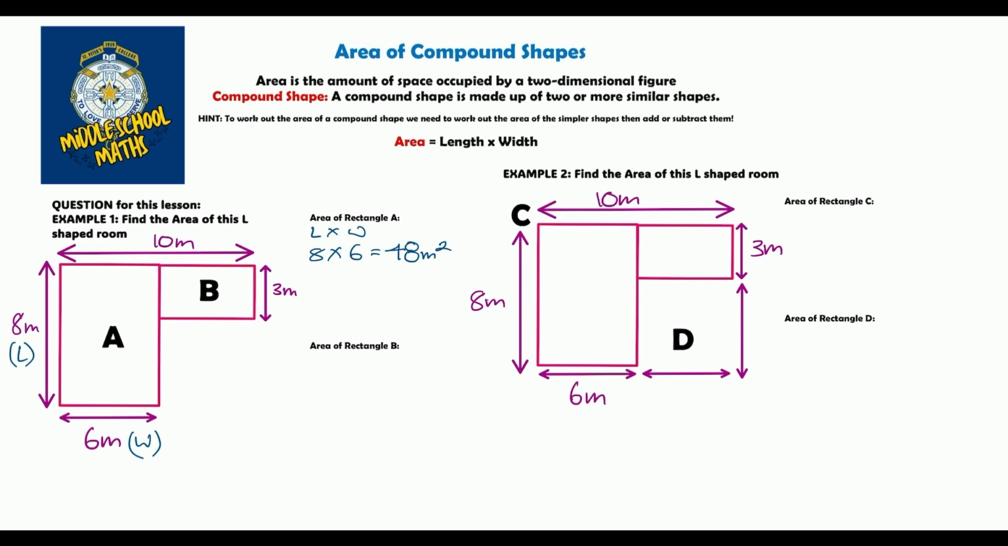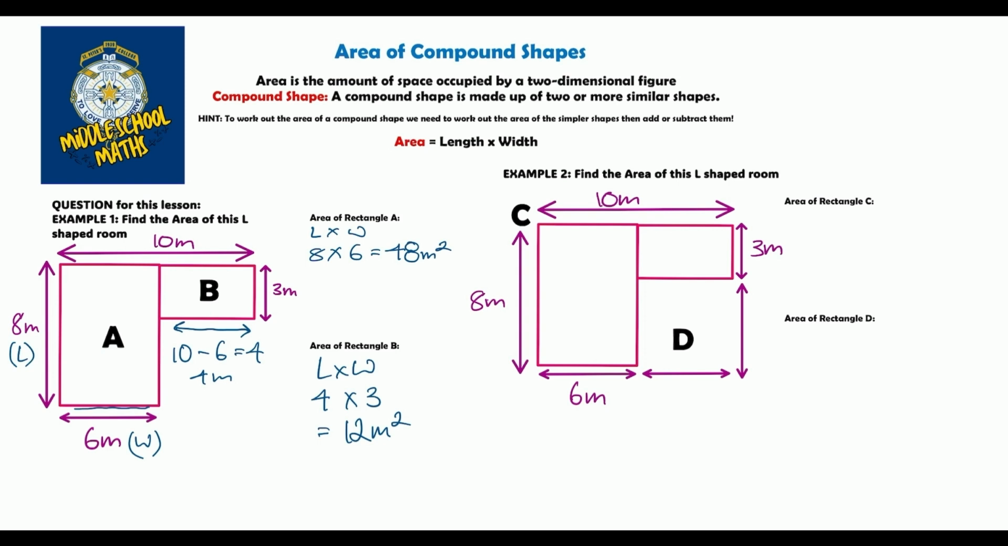Now looking at rectangle B, we need to figure out what this length here is. We can do that by having a look at the full length of the shape, which is 10, and we know that this part here, the width of rectangle A, is 6. So we can go 10 minus 6, which is 4, so that is 4 meters. Now we know the area of rectangle B is length 4 times width 3, which is 12 meters squared.